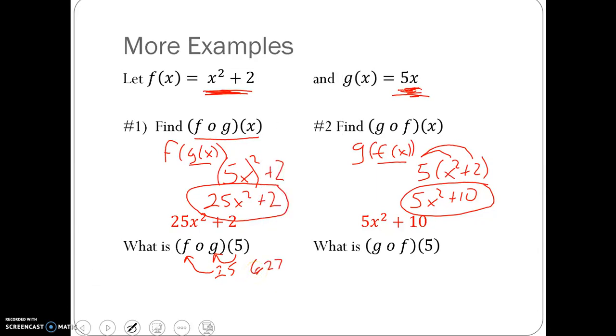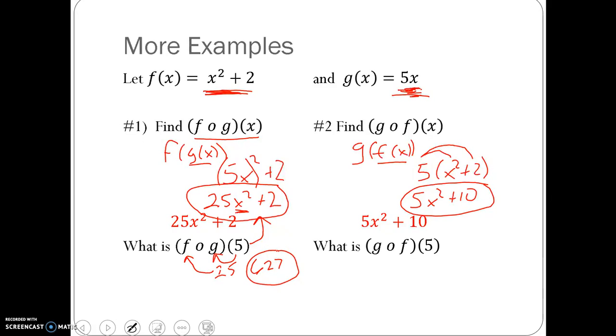Now hopefully, if I did everything right, I would get the same thing if I plugged the 5 into the function that I created that represents putting the g of x function into the f of x function. I could take the 5 and stick it in for this x. So 5 times 5 is 25, and 25 squared is 625, plus 2 does give me 627.